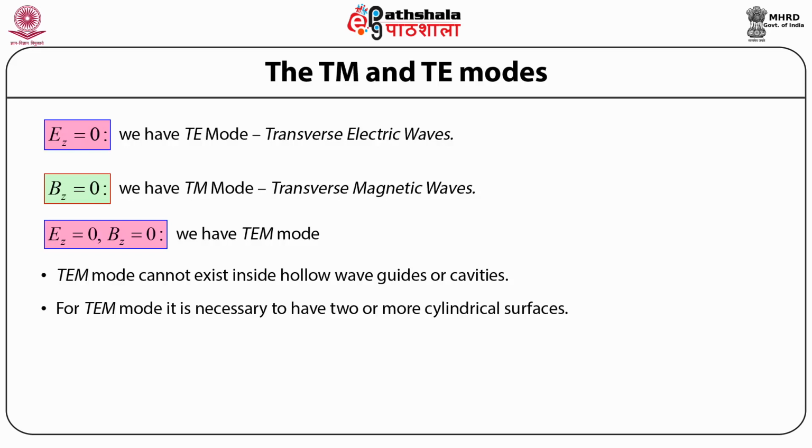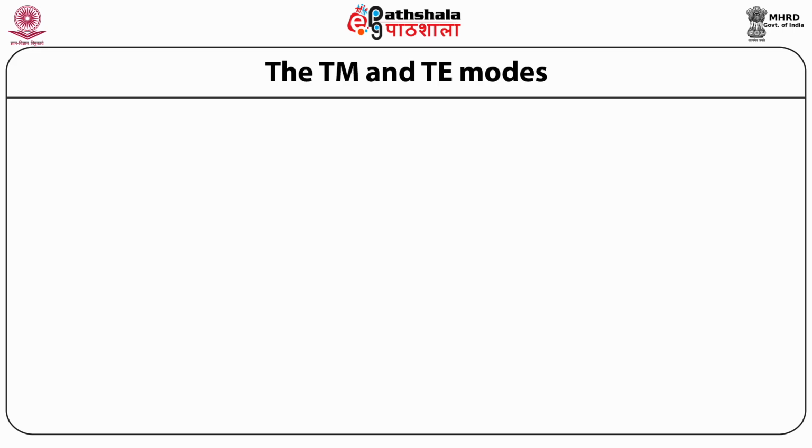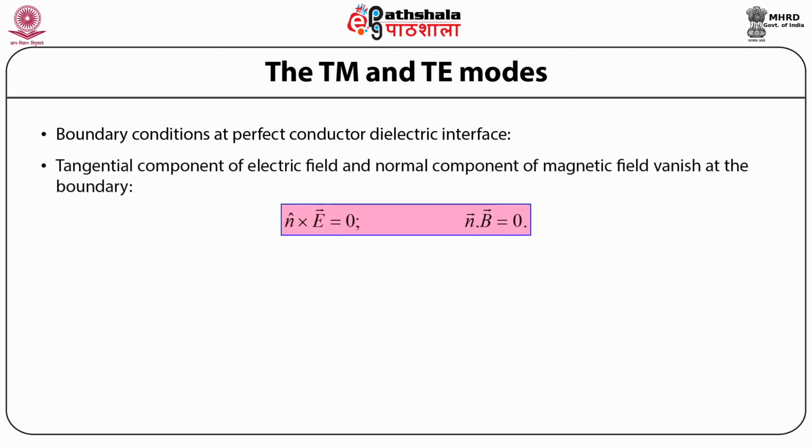Now let us look at the transverse magnetic and the transverse electric modes, that is the TM and the TE modes. Now looking at the boundary conditions at the boundary of the perfect conductor with the dielectric interface or the dielectric medium, we know that at the boundary the tangential component of the electric field should go to 0, while the normal component of the magnetic field should go to 0. That is, at the interface of the conductor and the dielectric, both the tangential component of the electric field as well as the normal component of the magnetic field are continuous.